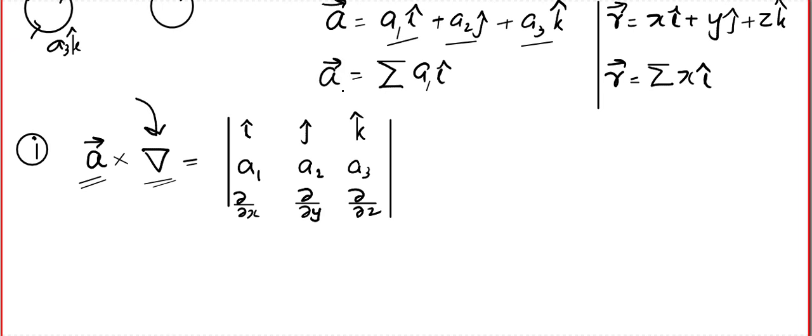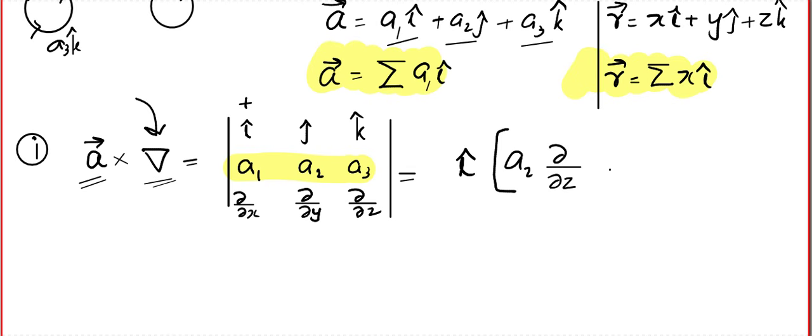Now you might be wondering, I asked you to follow sigma notation and I am not using the sigma notation here. Wait a minute. Look at this. How do you expand the determinant? You will be using plus i into, you will multiply these two. And remember, this is a constant, so don't operate on it. You just keep it like this, I'll show you. A2 del by del z, because we are creating the operator A cross del, minus A3 del by del y.